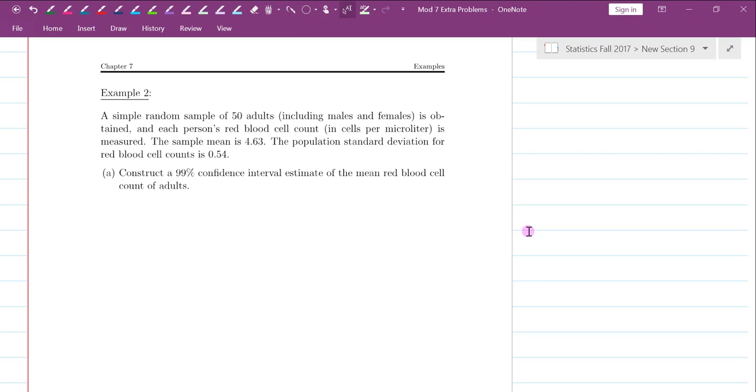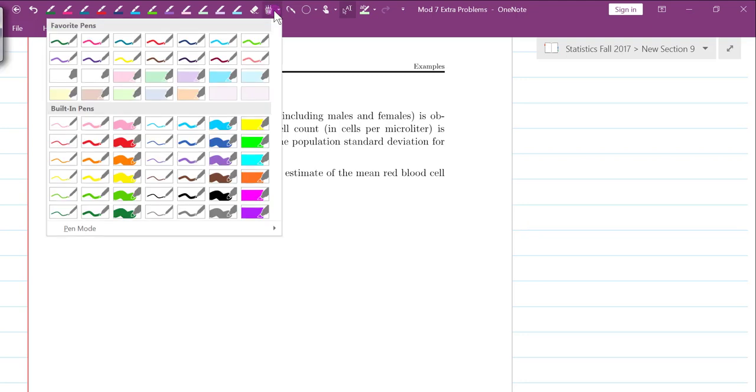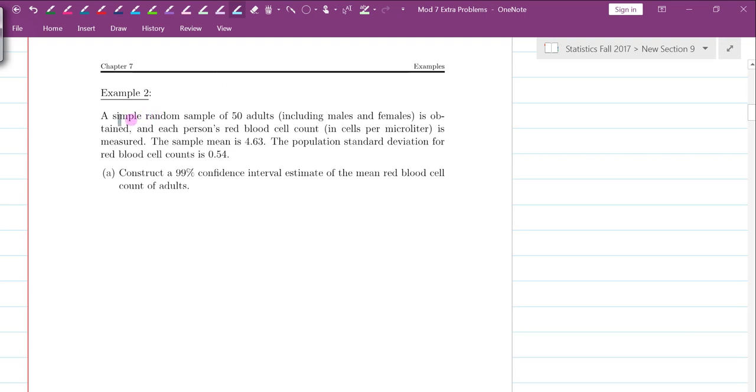Okay, so a simple, let me grab my highlighter real quick. So a simple random sample of 50 adults, so that tells me my sample size is 50, including males and females, is obtained, and each person's red blood cell count in cells per microliter is measured. The sample mean is 4.63. The population standard deviation for the red blood cells is 0.54. Construct a 99% confidence interval estimate of the mean red blood cell count of adults.